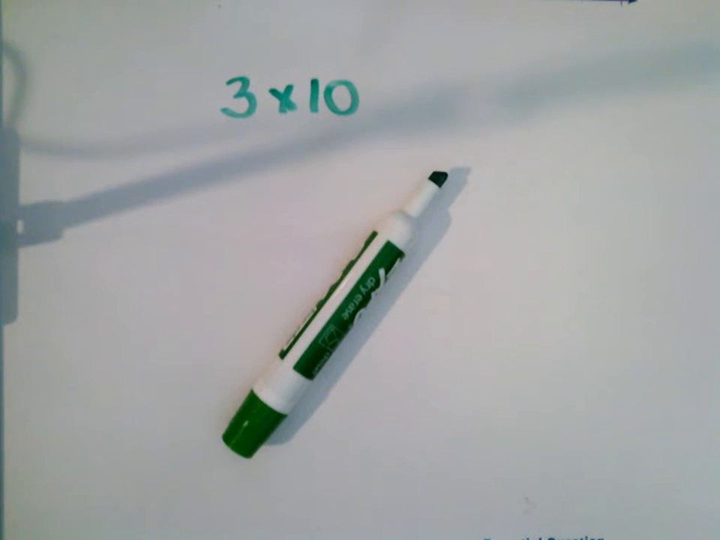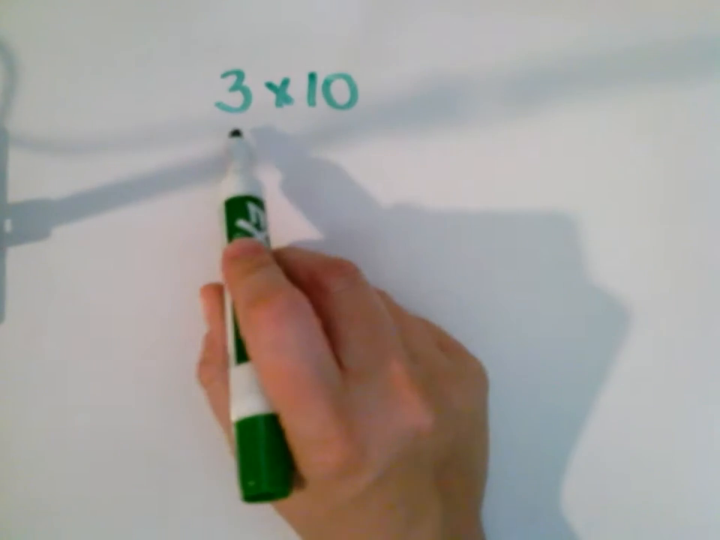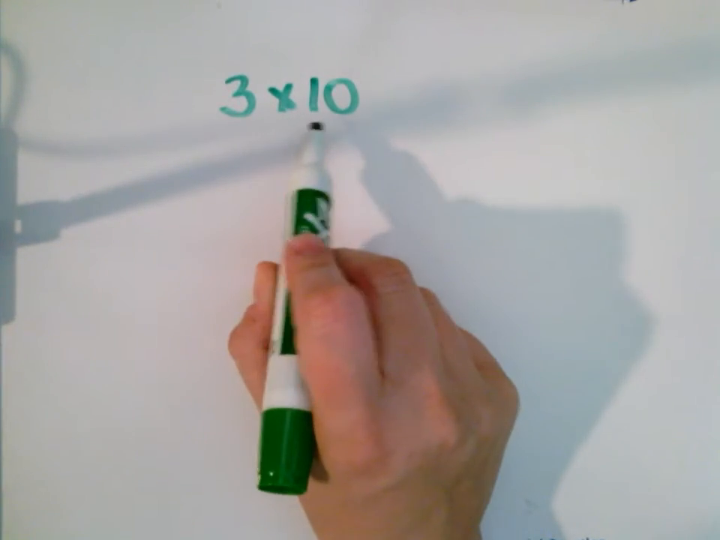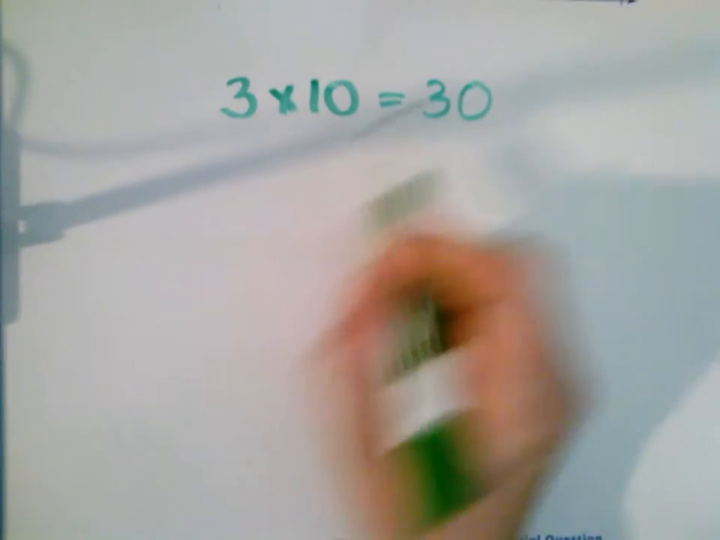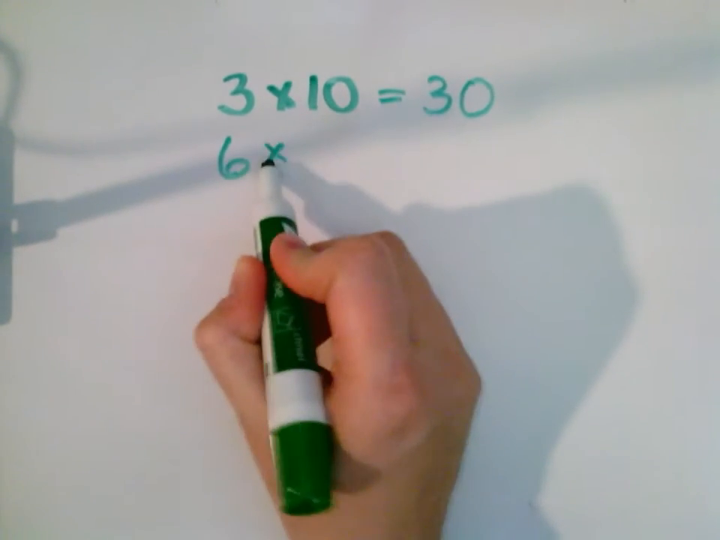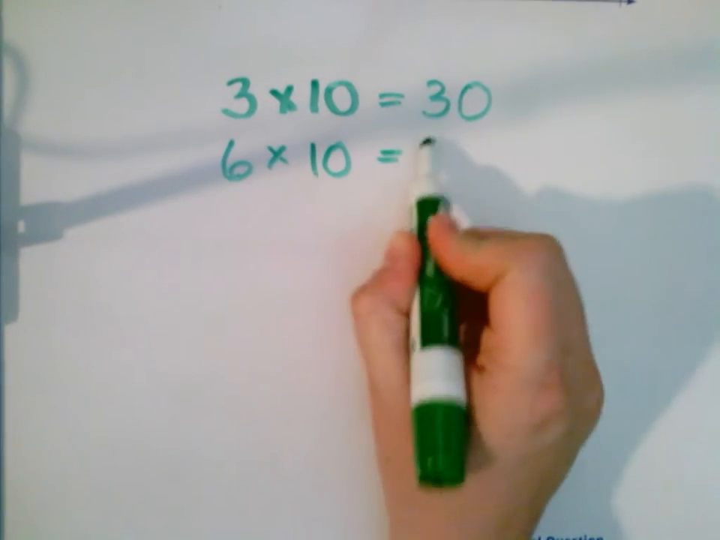Today we're going to be talking about multiplying numbers by 10, 100, and 1000. We've already gone over multiplying numbers by 10. We know that 3 times 10, or 3 groups of 10, equals 30. 10 plus 10 plus 10 is 30. We know that 6 times 10 equals 60.